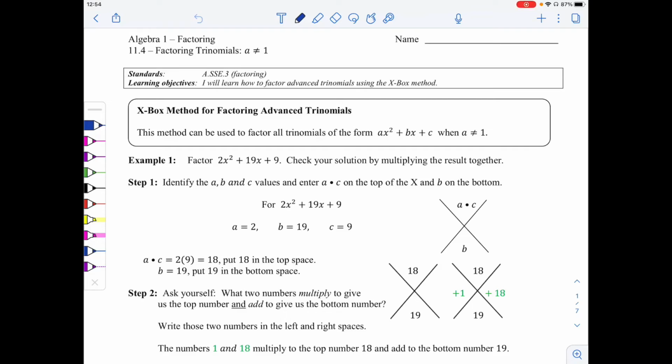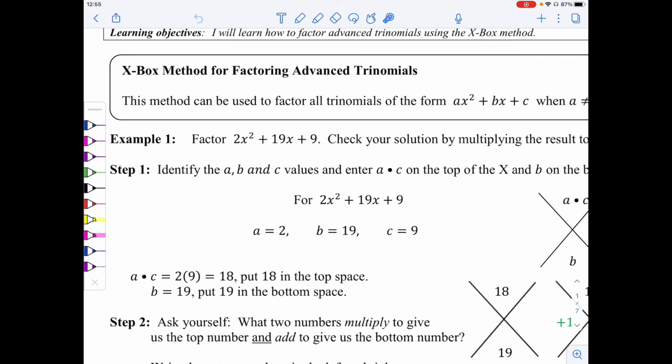Okay, welcome everybody. This is 11.4, factoring trinomials when a is not equal to 1. That's an important thing to remember. When a is not equal to 1, which means this number here is not 1, then we have to use a different method. So since a is not equal to 1, we have to use a different method. Remember that. We need to use a new method.